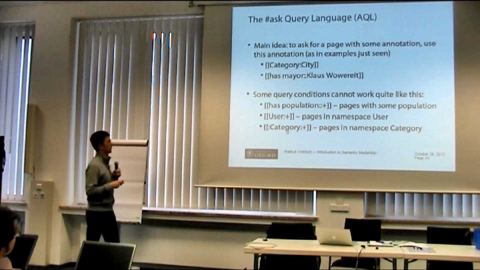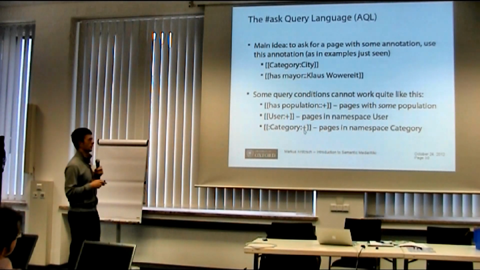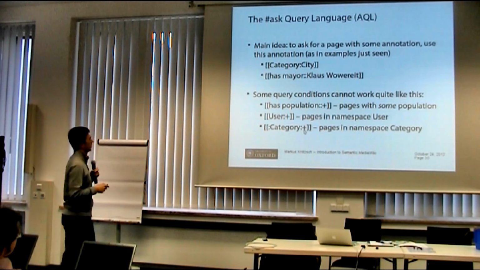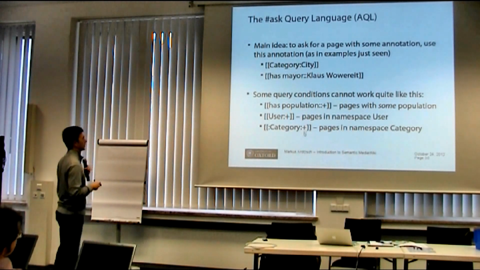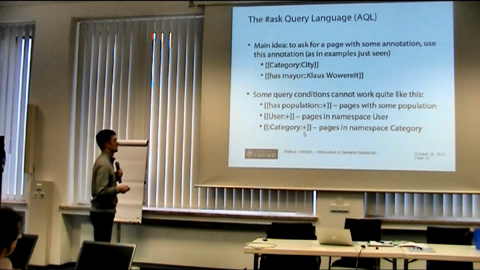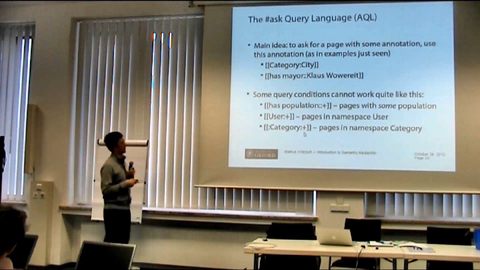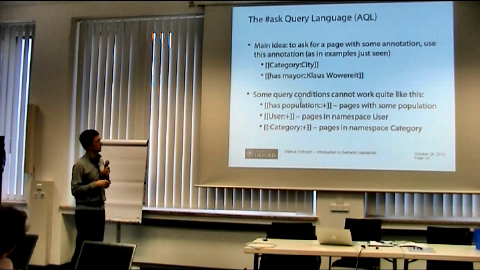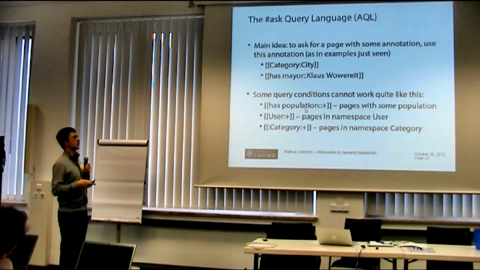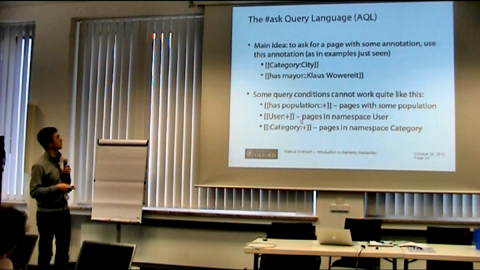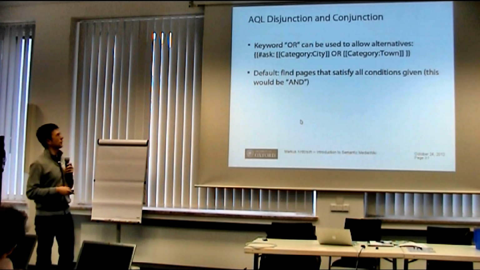If you want to ask for pages in namespace category, you have to do it like this. Otherwise, it's confused with asking for the category, which is called plus, which in MediaWiki you can have. Maybe we should change that to be less confusing. But yeah, these are more important here. Wildcards for values and wildcards for page names. And you can combine all of them.